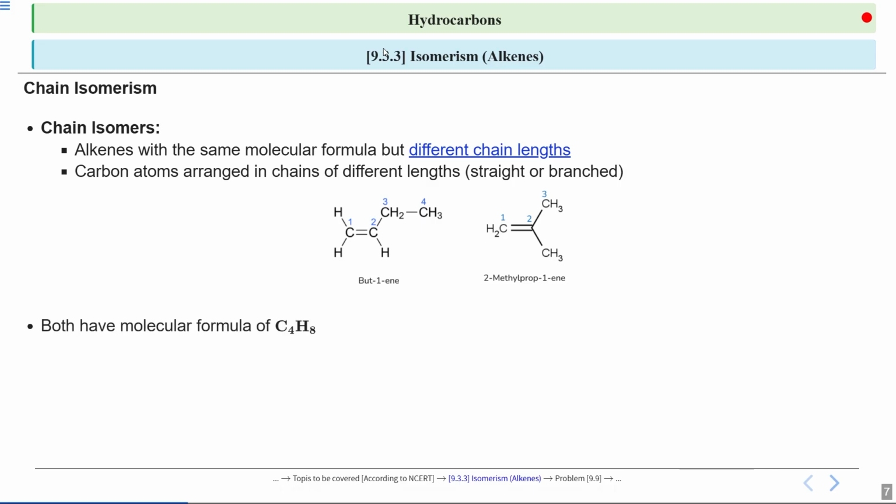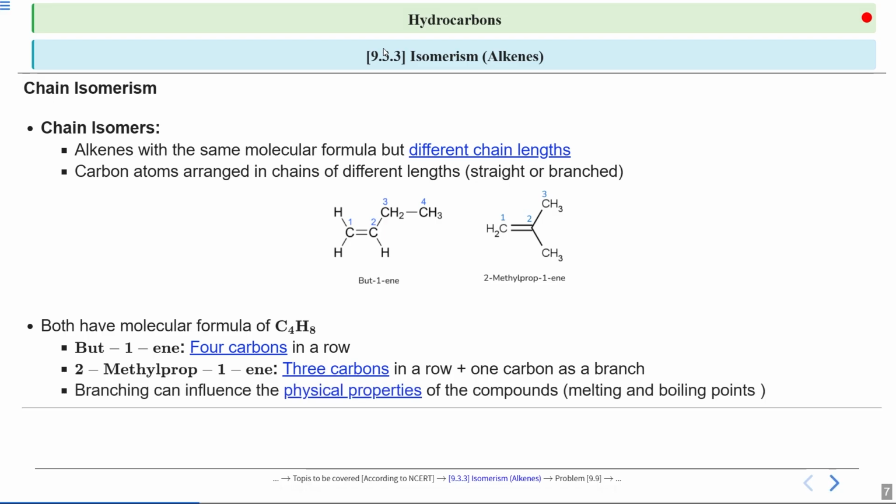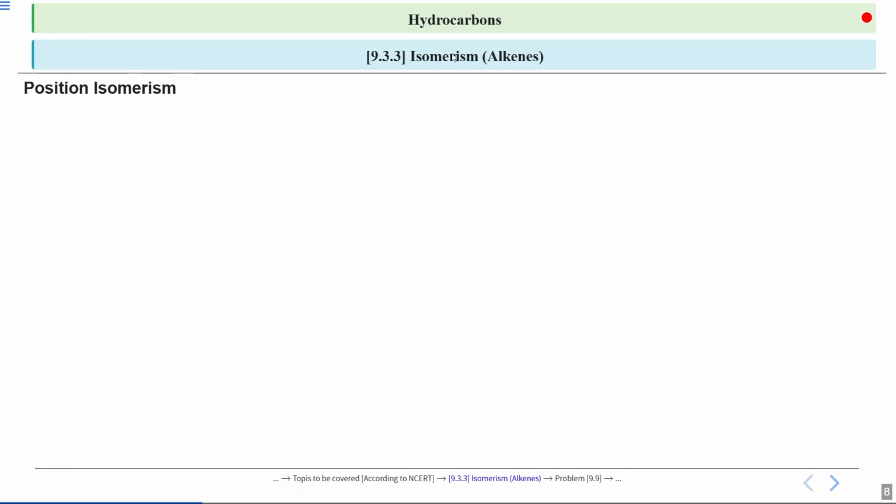Here again the molecular formula for both is C4H8, but but-1-ene has 4 carbons in a row, whereas 2-methylprop-1-ene has 3 carbons in a row and 1 carbon as a branch. Now, branching can influence the physical properties of the compound significantly. We will deal with this in later slides, and we have seen a part of it in the alkanes also, how branching can affect physical properties like solubility, boiling point or melting point. Now we are moving on to position isomers in hydrocarbons.